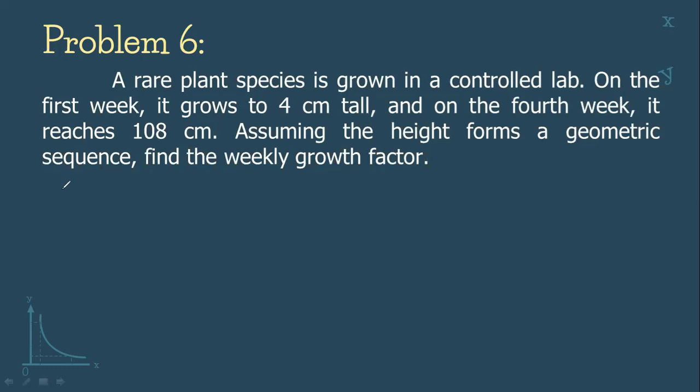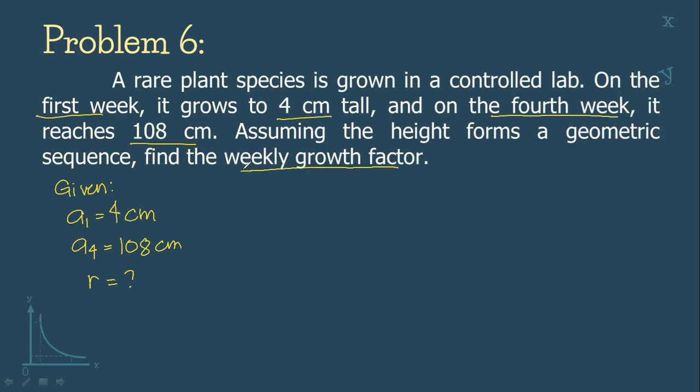So we have here first, let's identify the given. So for the given, meron po tayong growth on the first week, which is 4 centimeters. So we have A sub 1, that is 4 centimeters. And also on the fourth week, it reaches 108. So we have A sub 4, that is 108 centimeters. Assuming that the height forms a geometric sequence, find the weekly growth factor. So ang hinahanap naman this time is actually the R, because that is the growth factor, di ba? Pag growth factor, yung consistent na pag-grow niya. So that is the R.